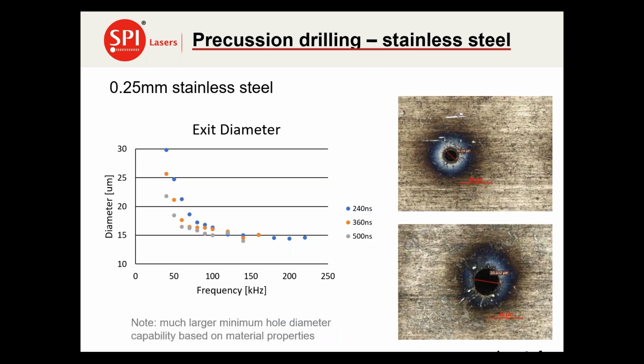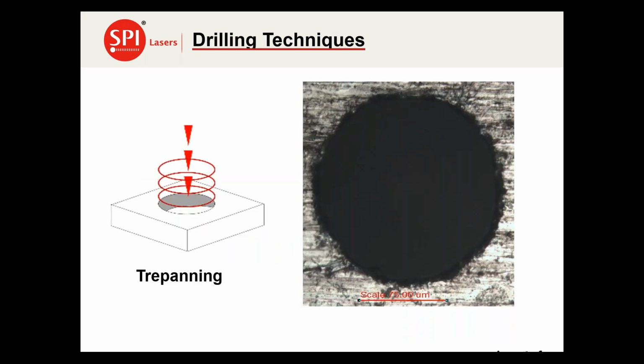So that's aluminium. We get a lot of questions about stainless steel. Stainless steel is a difficult material. It's difficult to get good quality holes. And what's interesting is that fundamentally we cannot achieve as small an exit hole in stainless steel as we can in aluminium, limiting to about 15 microns rather than the 5 to 8 microns that we can see with aluminium. And this is down to the material properties.